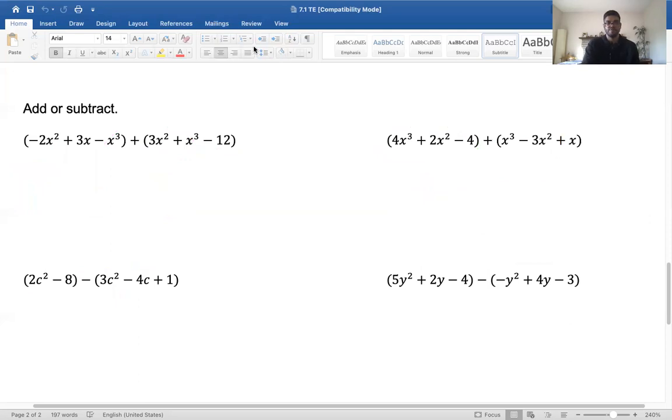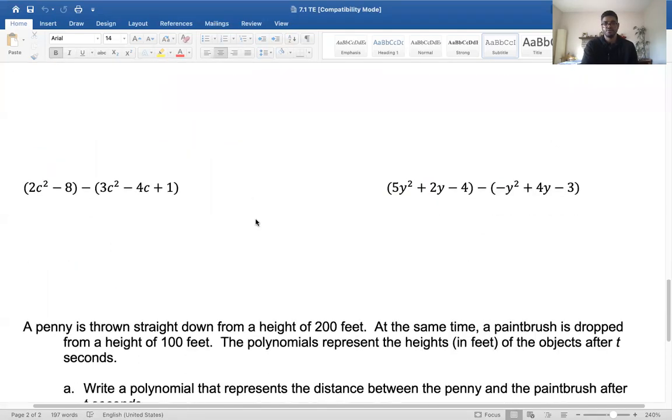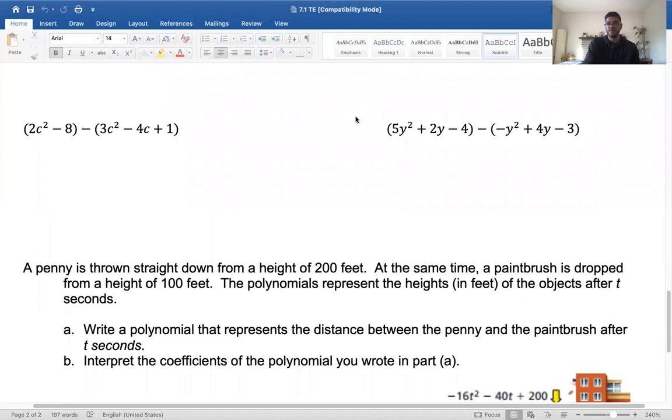Okay, moving on, second to last question here. So we have 5y squared plus 2y minus 4 minus a negative y squared plus 4y minus 3. So again, distribute this negative sign in and change all the signs in the second polynomial. So we have 5y squared plus another y squared. These two negatives are going to cancel, so I end up with 6y squared.